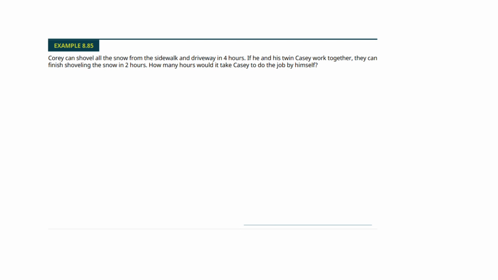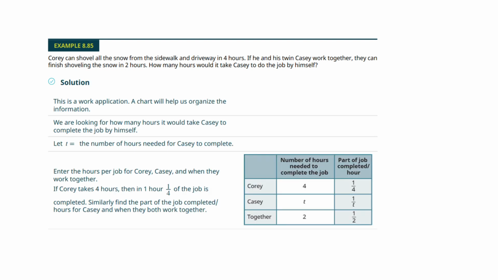Okay, now they're going to twist it just slightly. I think what they're going to tell us is we know how fast they can do it together. So Corey can do it in 4. Together they can do it in 2. We want to know Casey.